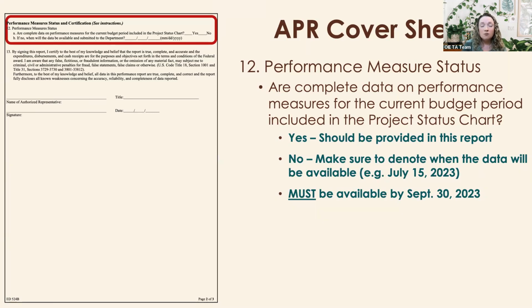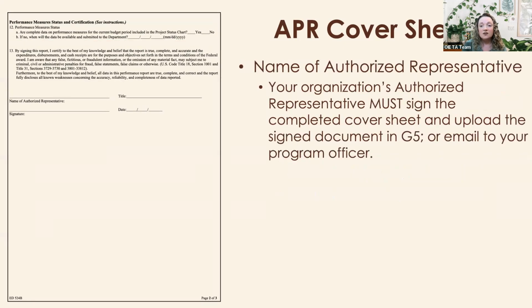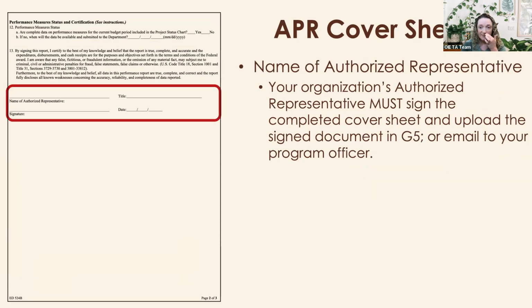And then the final and most important part of your cover sheet is going to be the signature of your authorized representative. So you'll see right here, your authorized representative must sign your cover sheet. Your project director is not your authorized representative. Those are two different people. If you're unsure who your authorized representative is, reach out and we can help you figure out who that is. And if it is changed, maybe that person retired or moved to a different position, now is the time to make that change because it has to be signed by them.